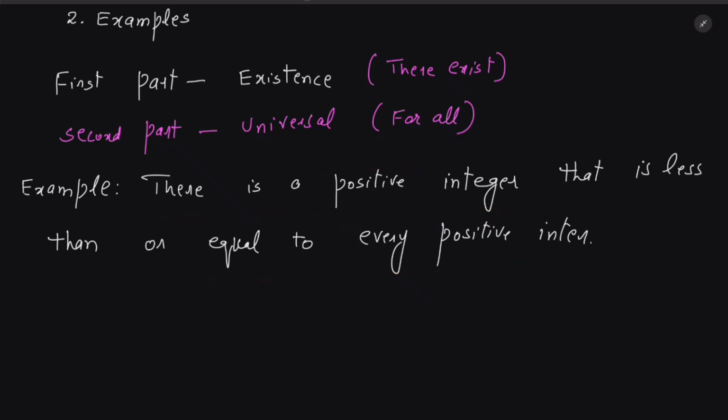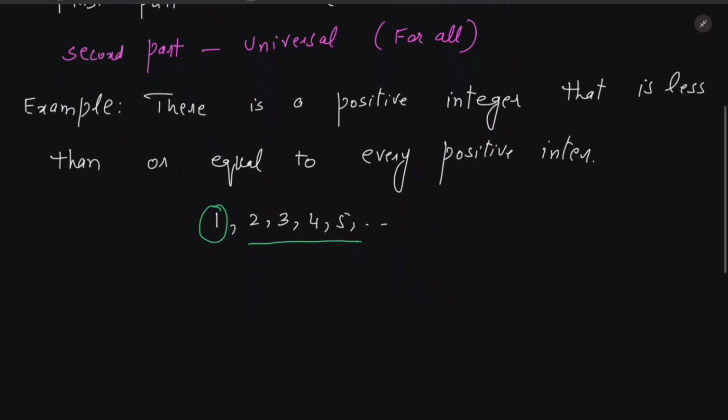So this is just a statement. For example, how can we prove that this statement is true? If we write 1, 2, 3, 4, 5, and so on, we can see that this one over here is a positive integer, and that positive integer is less than or equal to, it can be equal to, it is equal to itself, and it is less than all the other positive integers. So practically this is true.